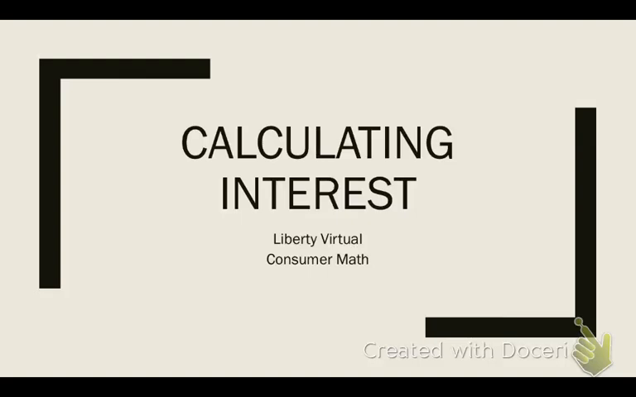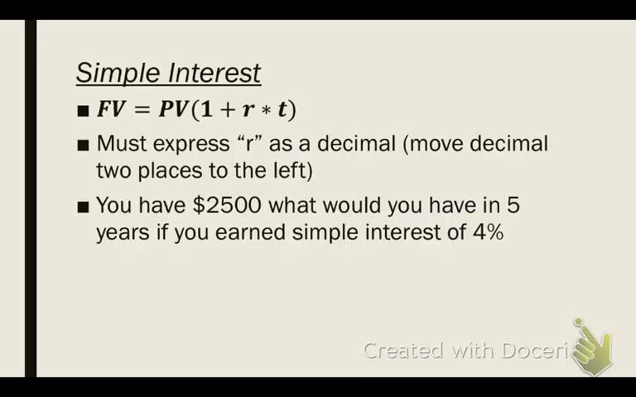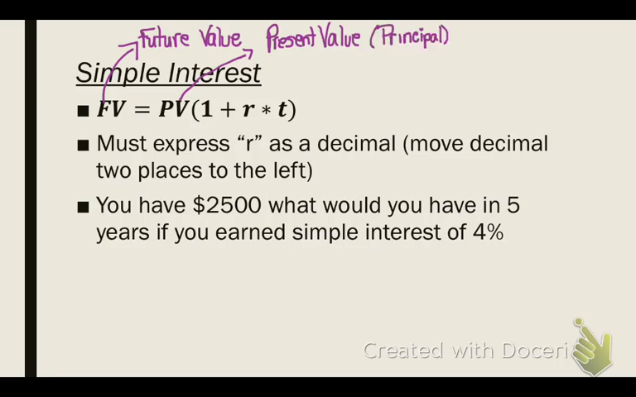In this video, we're talking about calculating interest on savings accounts. And we're going to talk about two different kinds of interest. One is simple interest, and we actually have a formula for this, where the future value that you're trying to calculate equals the present value, or this is sometimes called the principal, times 1 plus the interest rate expressed as a decimal times your time frame. And for our purposes, we are only going to use years.